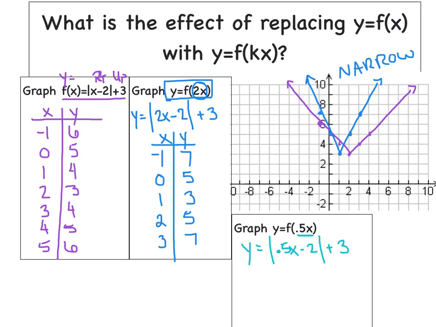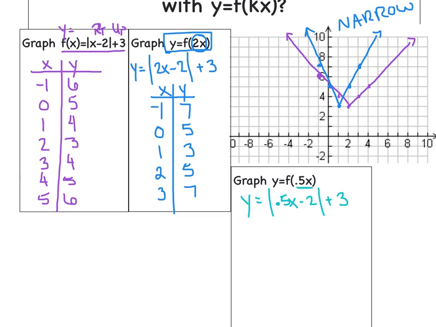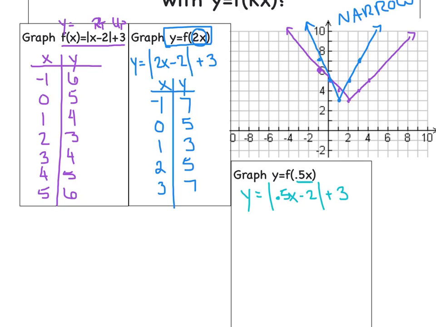And this time I'm going to get a little sneaky. When I do my table of values, I'm only going to substitute even numbers for x. And the reason I'm doing that is because I'm multiplying by 0.5, so even numbers are the easiest ones to work with. And when I substitute a negative 2, I got a 6. And when I substitute a 0, I got a 5. When I substituted a 2, I got a 4. When I substituted a 4, I got a 3. And when I substituted a 6, I got a 4.